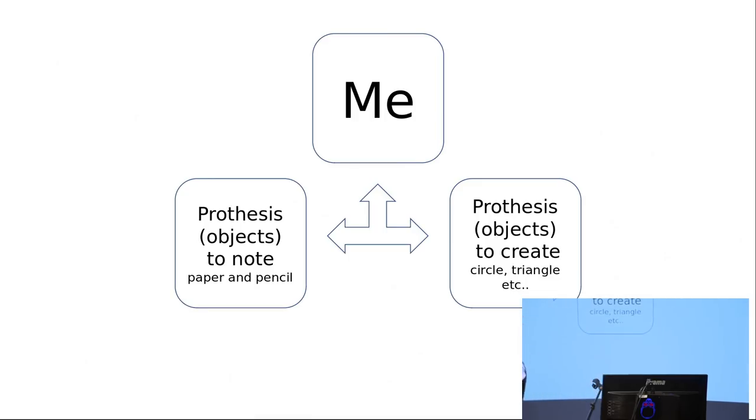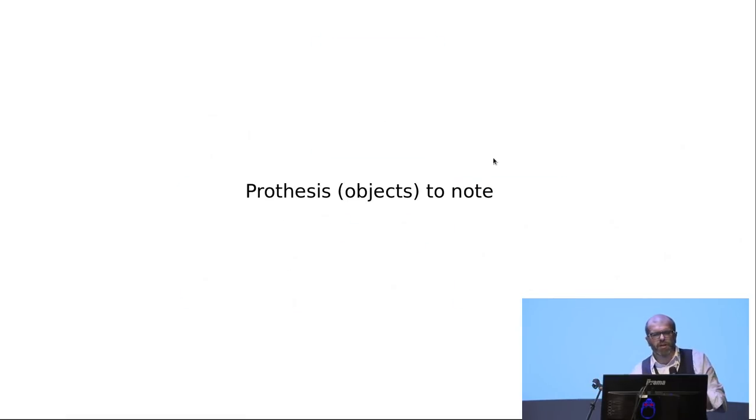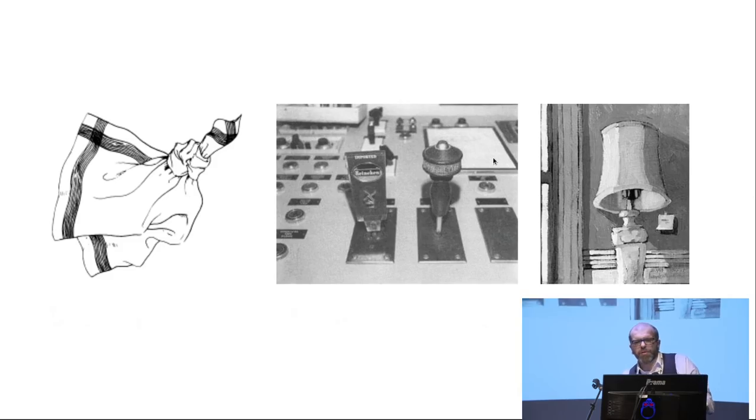So I use the circle, the idea of the circle, and then the object, like paper, like the mouse, or like the pencil. And that's very, very important. Some example. We say object to note, not like the paper.